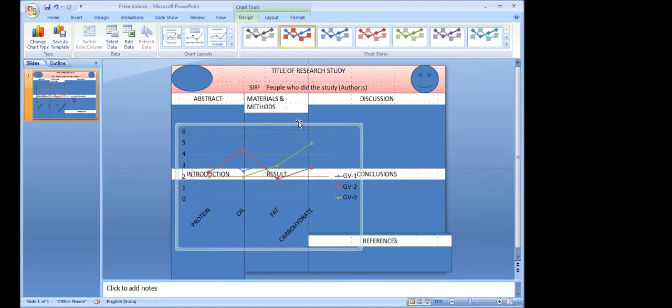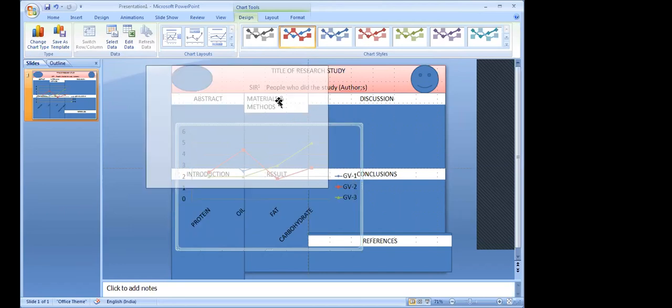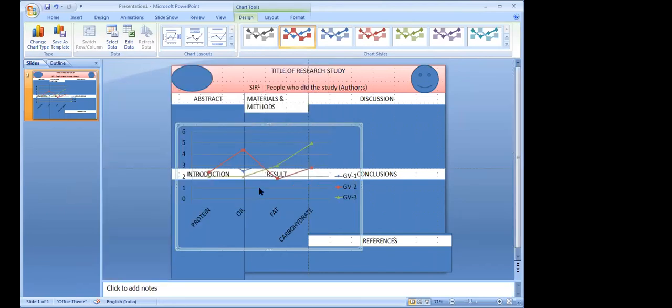Similarly, we can compare those three varieties on the protein parameter, oil content parameter, fat content parameter, and also the carbohydrate parameter. So such kind of result you should put in your research poster.